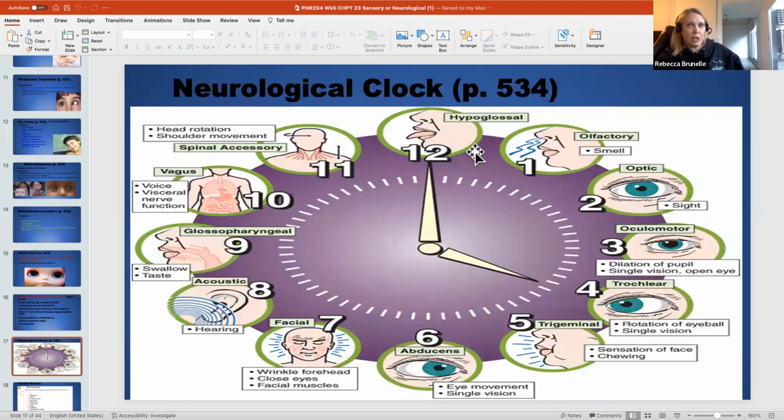So this next slide here goes over what the 12 cranial nerves are.